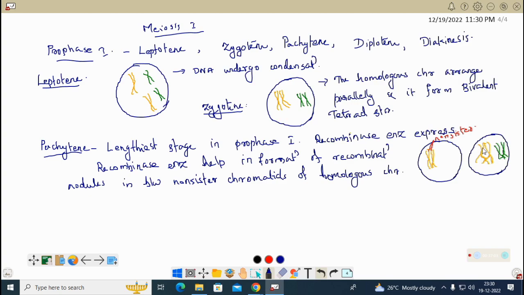Non-sister chromatids means these two are sisters, these two are sisters, and these two are non-sisters, these two are non-sisters. So to show the non-sister chromatids only, I have drawn here.